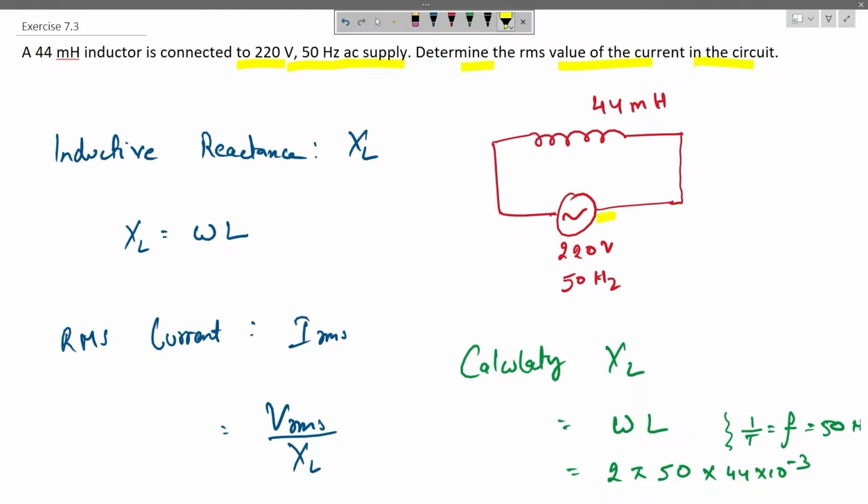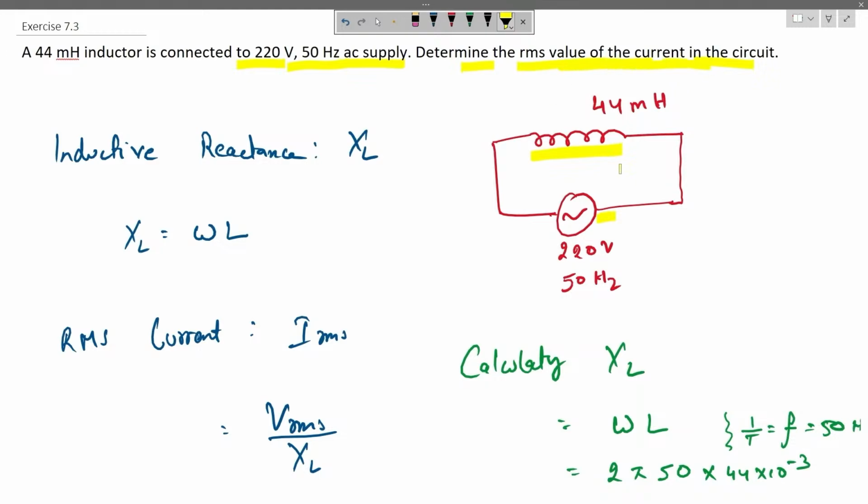Like this is the AC supply of 220 volt and 50 hertz, and the inductor is connected in a series circuit, and the value of inductance is 44 millihenry. Now we have to calculate what is the RMS value of the current in the circuit.